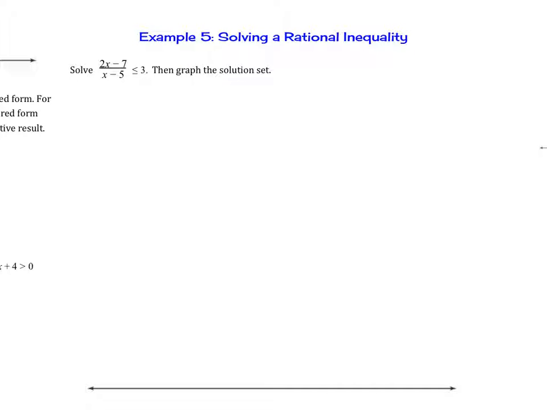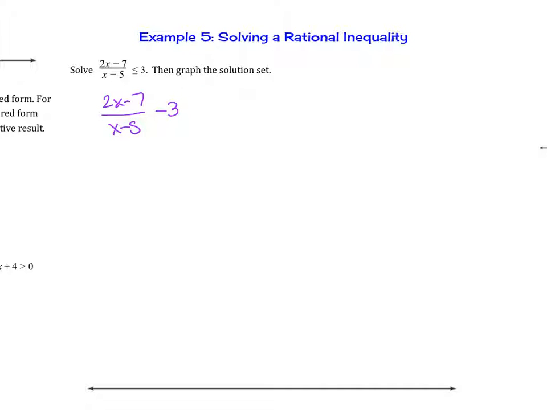Example 5, we're going to solve a rational inequality. We have (2x - 7)/(x - 5) is less than or equal to 3. Then we're going to graph the solution set. So what we need to do is set it equal to 0. So let's do (2x - 7)/(x - 5), and then we subtract 3 from both sides, less than or equal to 0.